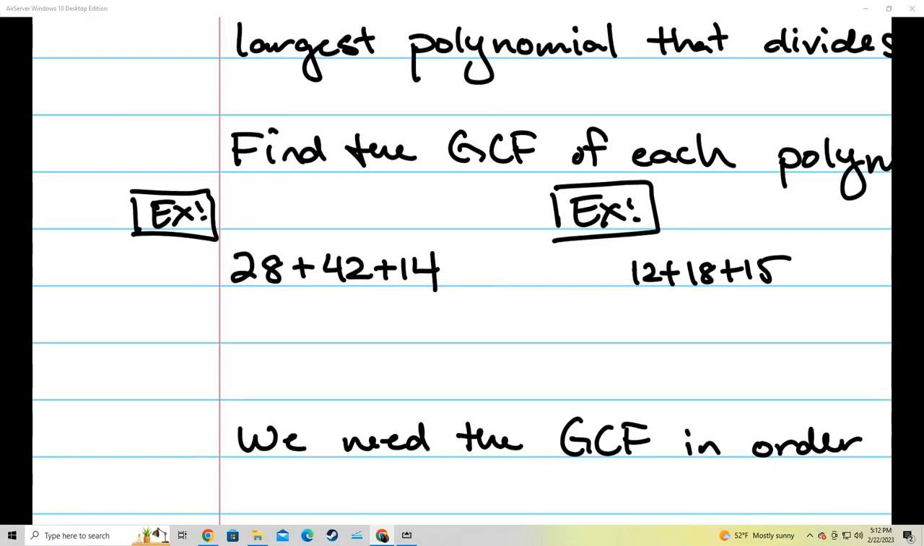And 14 goes into 28 twice. 14 goes into 42 twice. And 14 goes into 14 once. So the greatest common factor between those three numbers would be the number 14. If I were to factor it out, I would write something like this. I would say the GCF is 14.